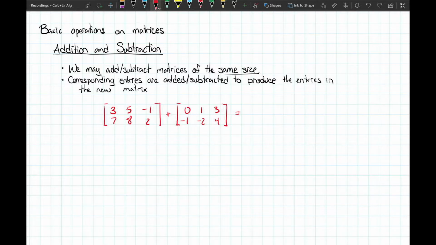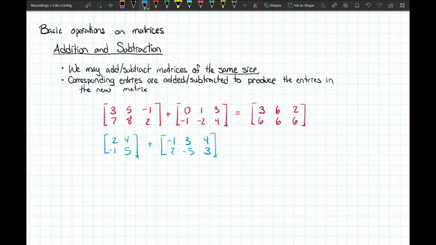Adding corresponding entries, we end up with the first entry, in the first row, first column: 3 plus 0 is 3. In the first row, second column, 5 plus 1 equals 6. And we can continue this for the remaining entries. Now that is pretty straightforward on its own, but remember that the two matrices have to have the same dimensions. If I wish to add 2, 4, negative 1, 5, and a matrix negative 1, 3, 4, 2, minus 5, and 3, this would be undefined.